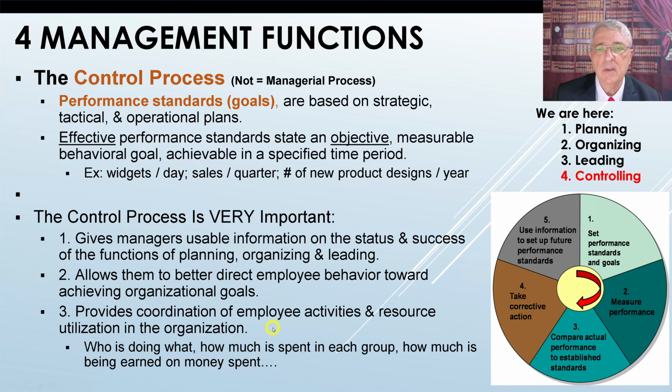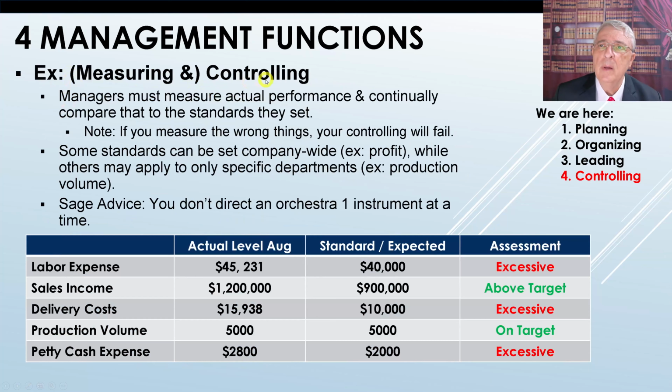It provides coordination of employees' activities and resource utilization within the organization. Who's doing what, how much is spent in each group, how much is being earned on that money which is spent. Here is an example on measuring and controlling. First of all, managers have to measure actual performance and continually compare that to the standards they set. So actual performance is what happened, and the standard is what was set; they should be in the plan. If you measure the wrong things, you're also controlling wrong. It's not going to work out.